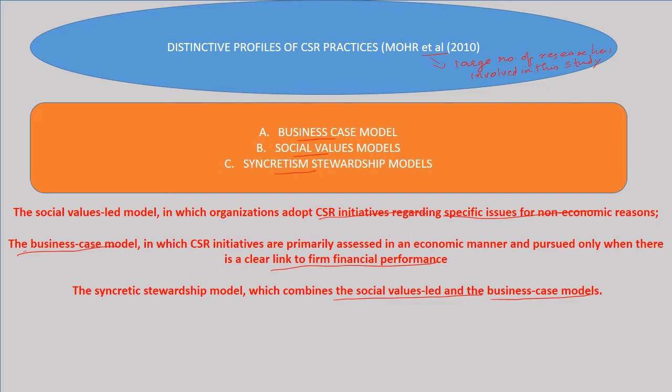Next is the syncretic stewardship model. It combines both of these. The syncretic stewardship model is a combination of the business case model and the social value model. So it's a balanced one. They are focusing on certain activities on the basis of economic benefits, and certain activities on the basis of non-economic reasons. So it's on a 50-50 basis. So the three models are business case, social value, and syncretic stewardship model, and they were proposed by Moher and other researchers in the year 2010. It's a recent research study.